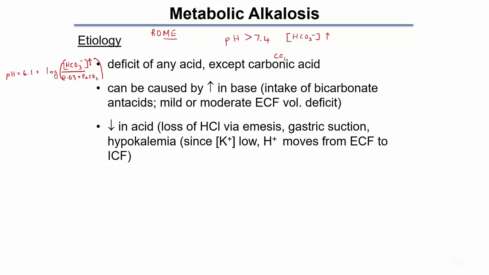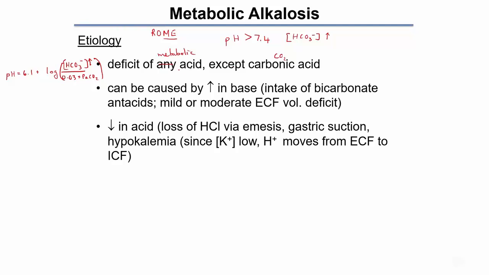By the way, the log of 20 is 1.3, so 6.1 plus 1.3 equals 7.4. There's nothing magical here, that's just a mathematical relationship. If you don't believe me, you can break out your scientific calculator and figure it out. Plug in 24, plug in 40, do the log, and you will see it's 7.4. Anyways, now bicarbonate levels have increased above normal because we have a deficit of the metabolic acids.